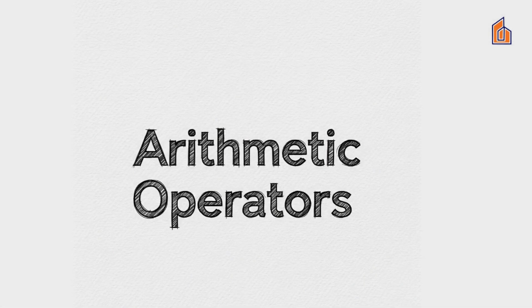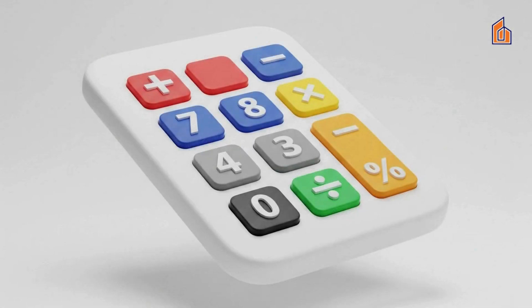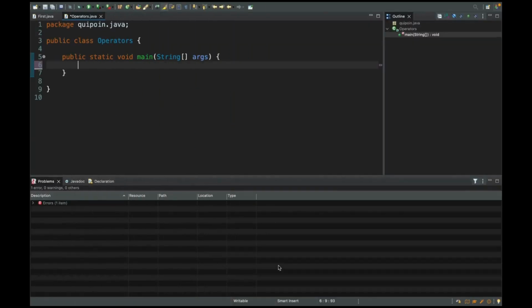The first one is arithmetic operators. Arithmetic operators are the basic math. Think of them like your calculator buttons: addition, subtraction, multiplication, division, and remainder. Let's code to see how arithmetic operators work.